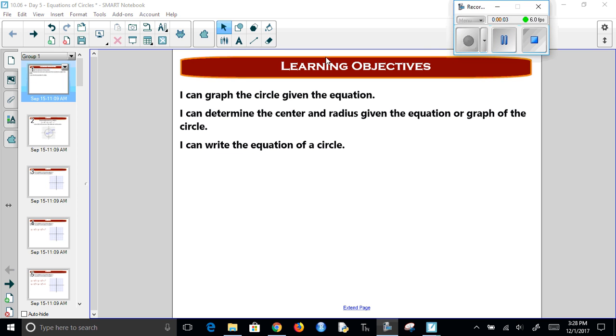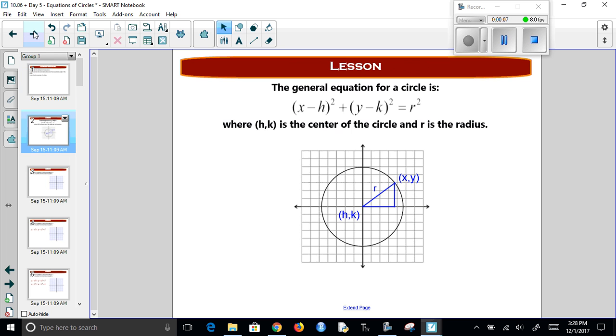Hello, today we're going to be looking at equations of circles. Now the general equation of a circle is (x - h)^2 + (y - k)^2 = r^2, where (h, k) is the center and r is the radius. Now, you might wonder where that comes from. Well, it's really just the Pythagorean theorem.